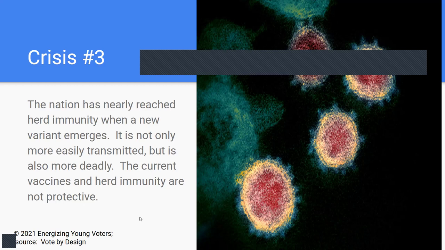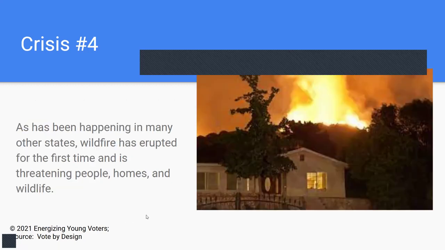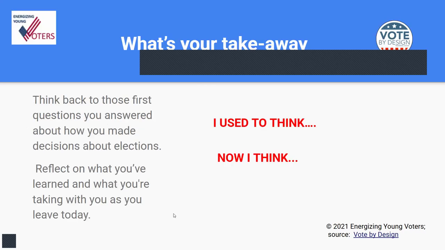Third, this one was crazy. When COVID came out, the nation was facing a crisis of a pandemic coming in. It was not only transmitted easily, but it was deadly. And there were no current vaccines for it. And then fourth, wildfires erupted because of climate change. It's threatening people and homes and wildlife. So they have a couple of seconds to pick their crisis, and then they have to get to work on the press conference. Pretty visionary.